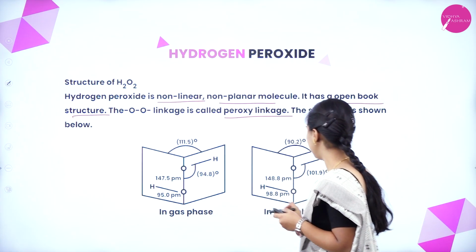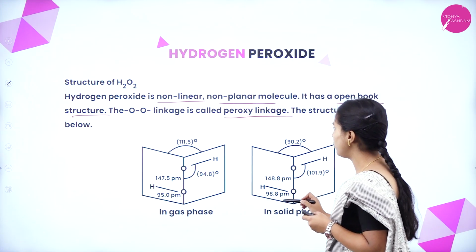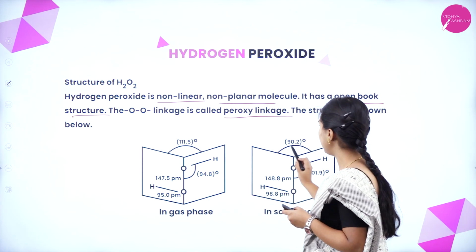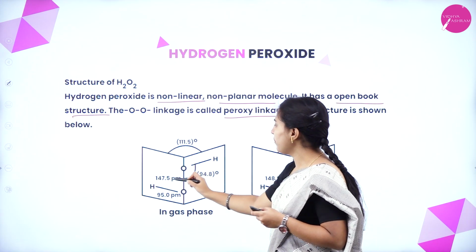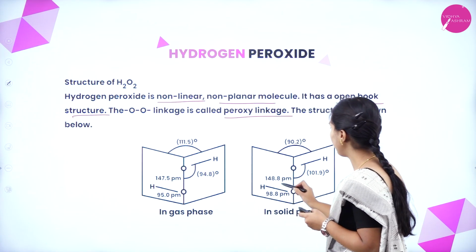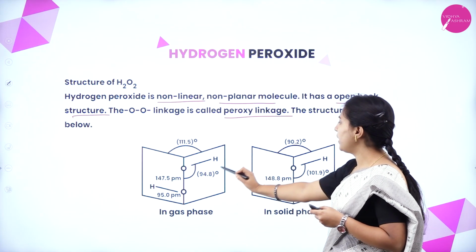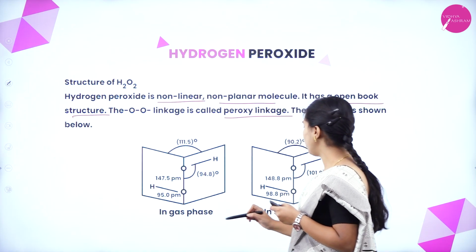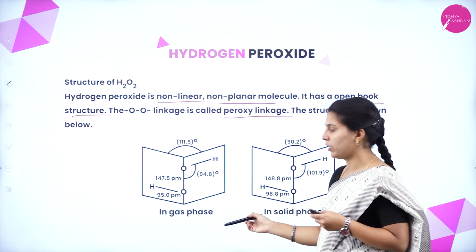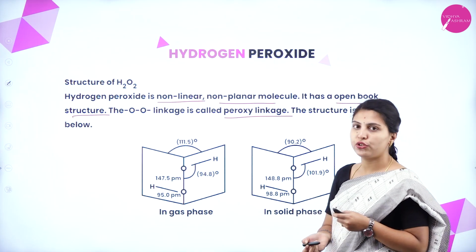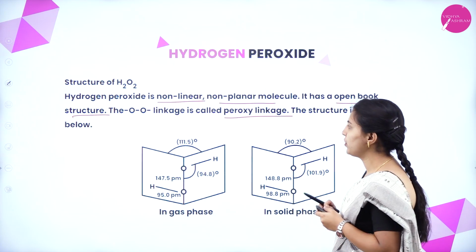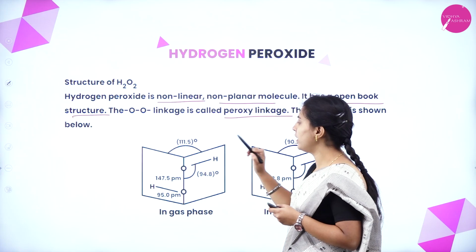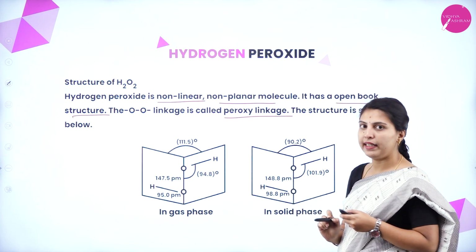This is in gas phase, this is in solid phase. A little bit of change you can observe here. Bond angle of 111.5 degrees, here 90.2 degrees. Here 147.5 picometer, here 148.8 picometer, here 94.8, here 101.9, and 95 picometer, here 98.8 picometer. This is in gas phase, this is in solid phase. A little bit the bond angles are changed. But overall this is an open book structure. This oxygen and oxygen linkage will be called peroxy linkage.